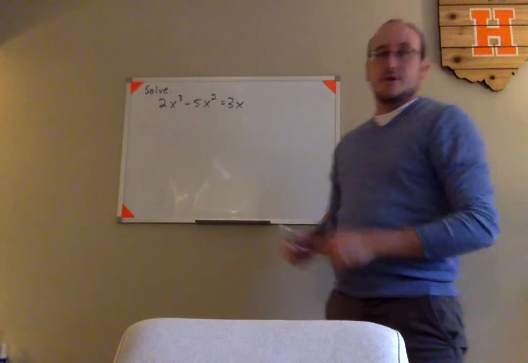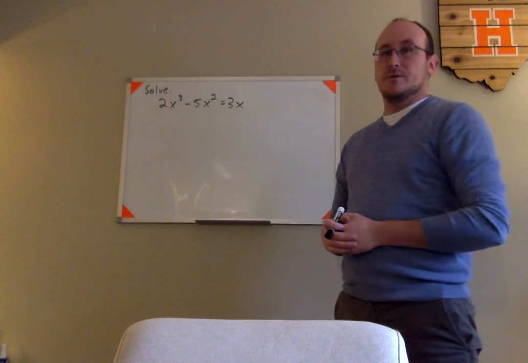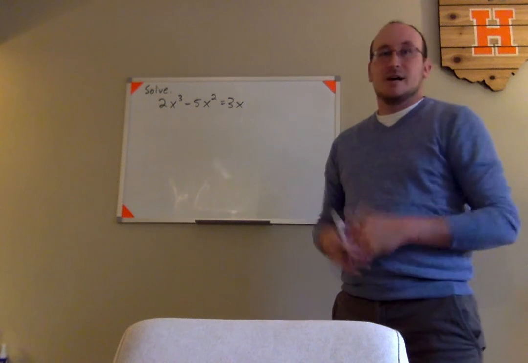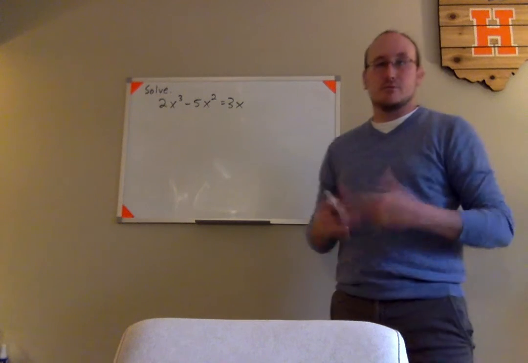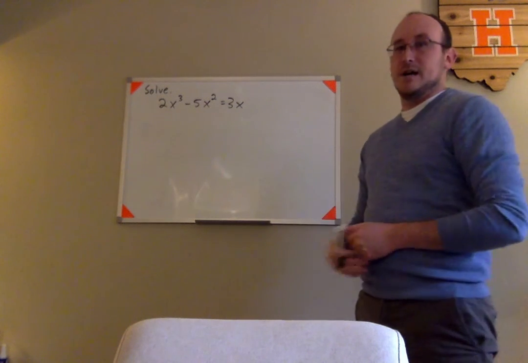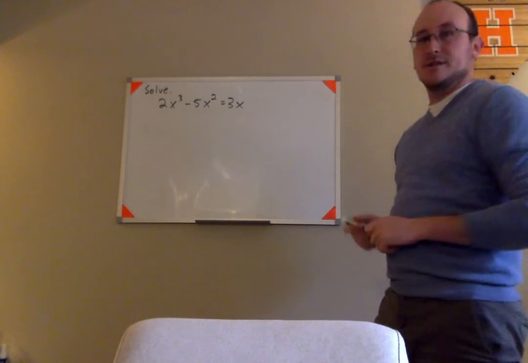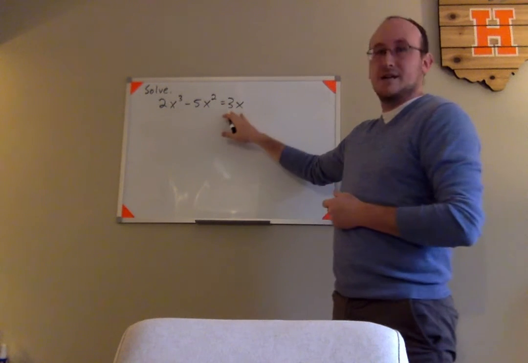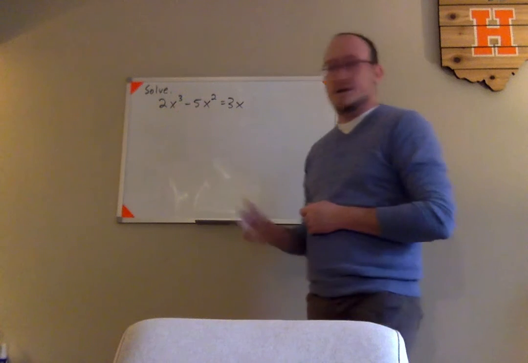In this example, we're going to try to solve this polynomial equation, finding any real or imaginary solutions that it may have. These solutions we will call the roots of the equation. The first thing we're going to want to do is get this equation equal to 0. We can do that in one step by just subtracting this 3x term over to the other side.